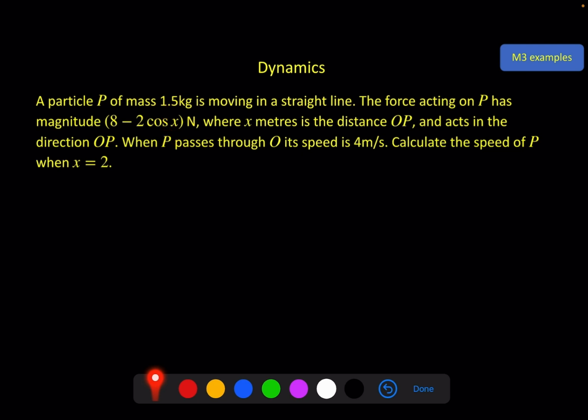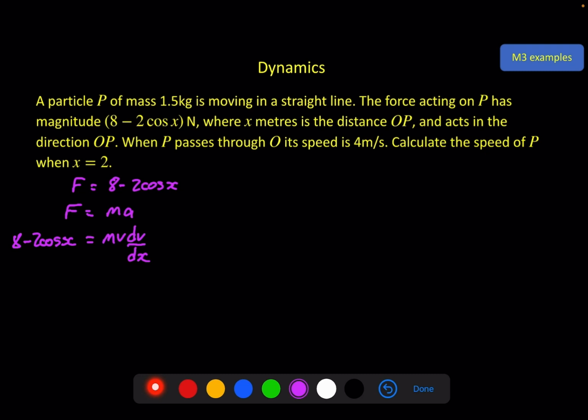When P passes through O, that's x equals 0, its speed is 4. Calculate the speed of P when x equals 2. So we've got something very similar here, but now it's a distance or a displacement that we're using. So when we do F equals ma, our acceleration is more likely to be useful as v dv by dx. And over here we've got 8 minus 2 cos x.